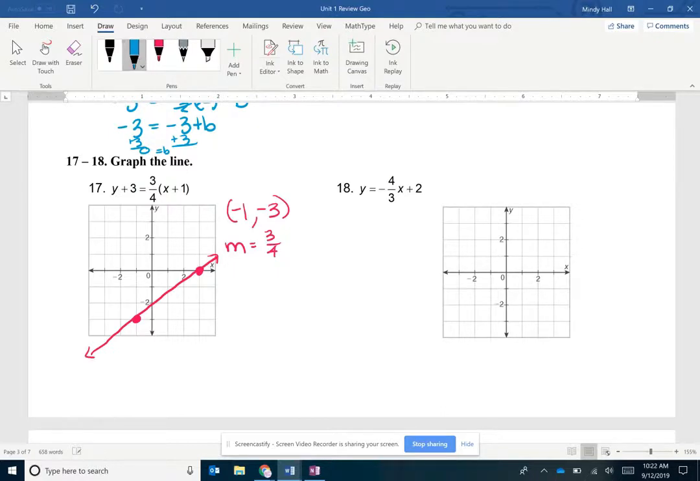Okay? So then for slope-intercept form, you're given all the information you need. This 2 is your y-intercept. So you come up and plot 2 on your y-axis, and then your slope is negative 4 over 3. So negative 4/3 tells us to go down 4, 1, 2, 3, 4, and run 3, 1, 2, 3.